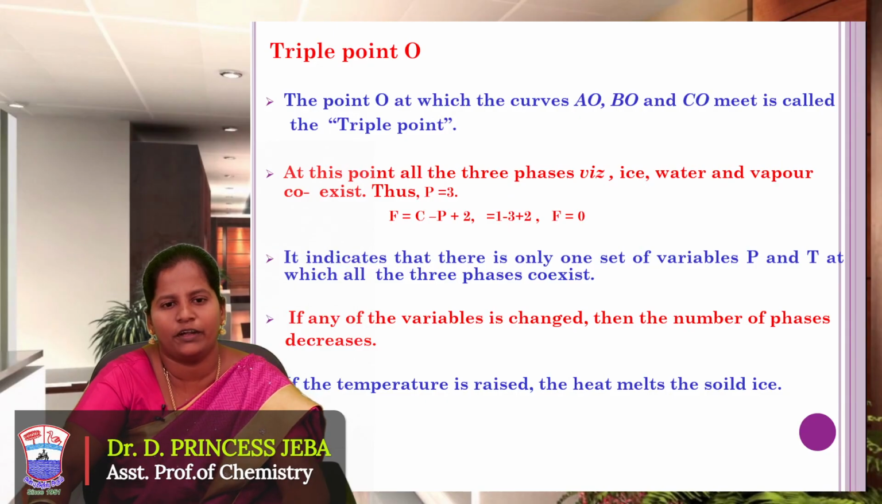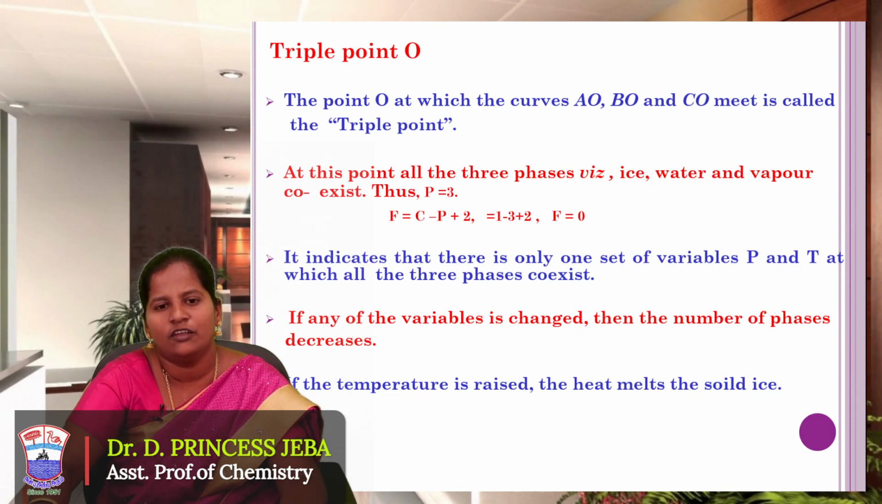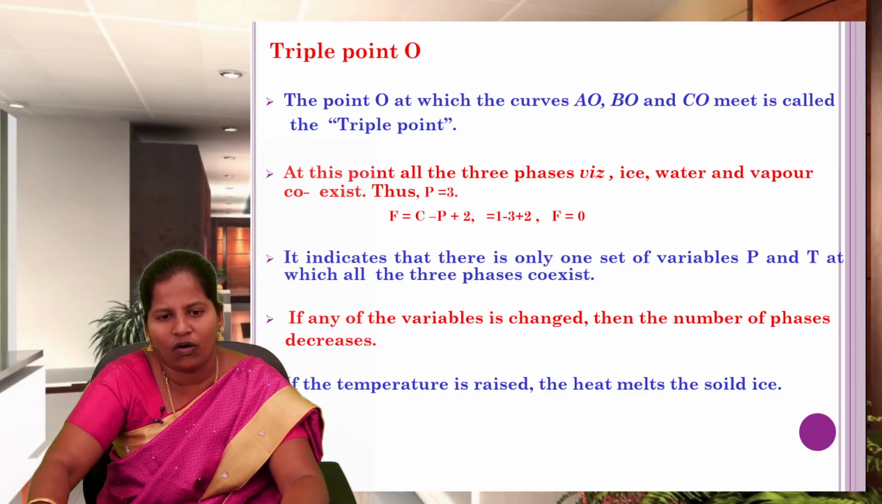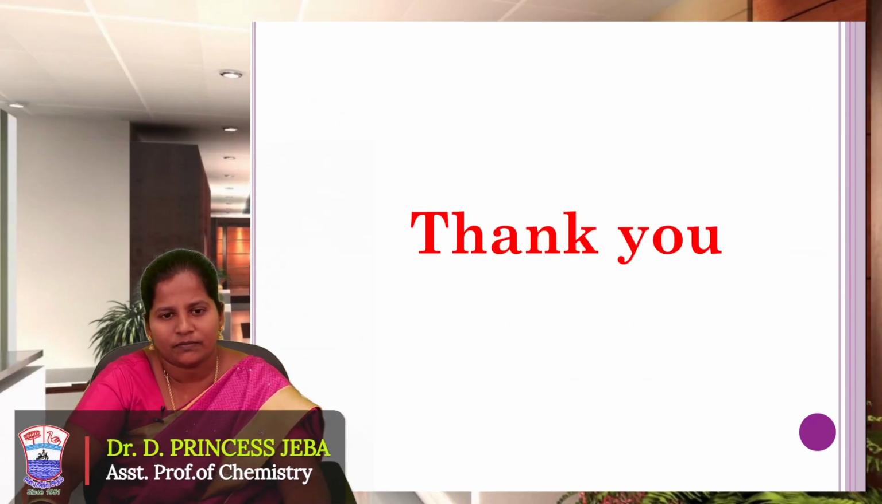Similarly, at triple point O, we have three phases, ice, water and vapor, all coexisting in equilibrium. So you don't need any variable. This point is called the non-variant or invariant point. There is only one set of variables, pressure and temperature, at which all three phases can coexist. So if any variable changes, there is a change in the number of phases.